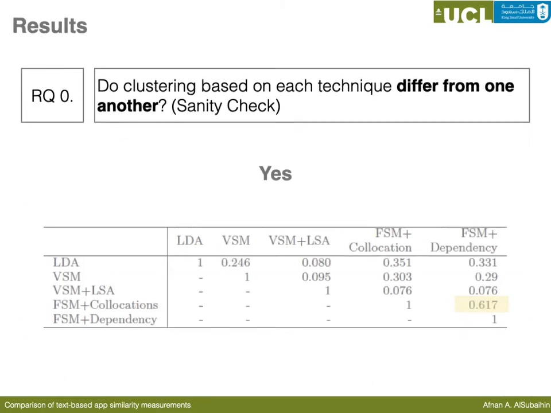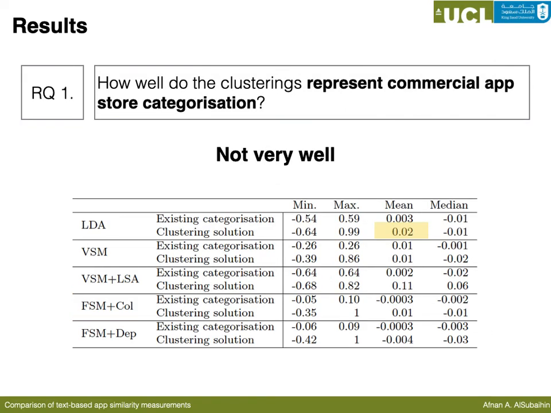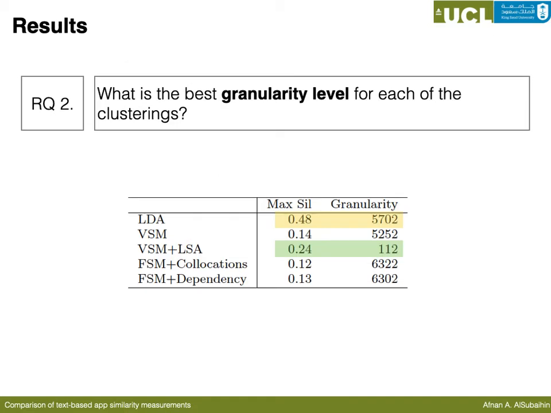So, to answer the first research question, yes, each of these techniques is different. Perhaps the most similar is the collocation-based keyword extractor with the dependency-based keyword extractor, but this is to be expected since they perform similarly. The second research question shows that the current App Store categorization, when we calculate the silhouette score for it, which is K equals 24, is very, very low indeed, and indeed needs improvement.